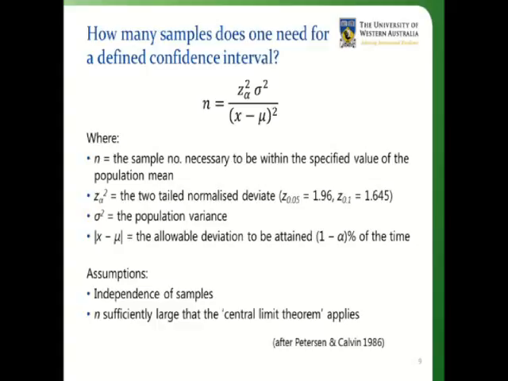Now, the number of samples that we need to achieve a desired level of precision, or a confidence interval, so a spread about the mean value, is something that we can calculate with statistical mathematics, and the equations are quite well defined. This material is taken from Peterson and Calvin's chapter, but there are many other places you can find things like this. So what we can do is calculate the number of samples that we need to be within a particular threshold of the population mean.